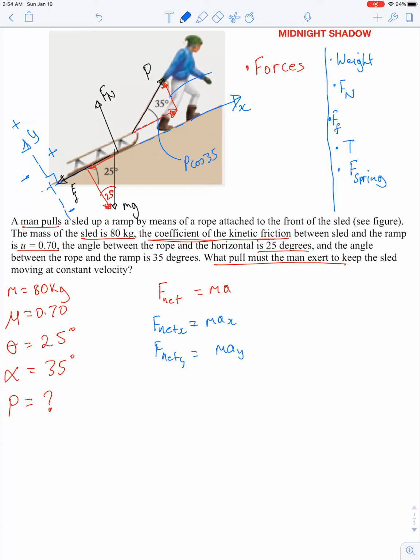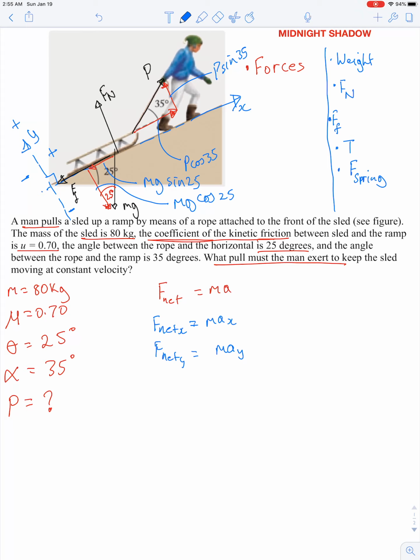And this one is not touching the angle, so it's P sine 35. I do the same thing here. This one is not touching the angle, so that's mg sine 25. And then this one is touching the angle, so it's mg cosine 25. So those are my precursors, because I'm just trusting the process.